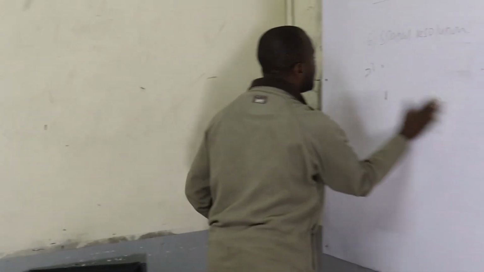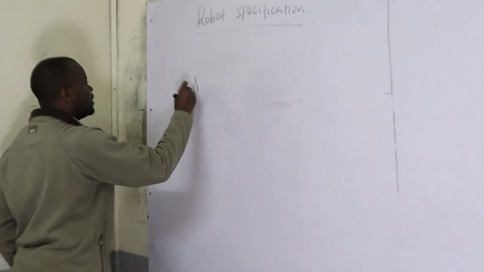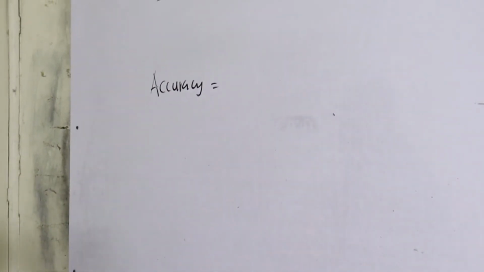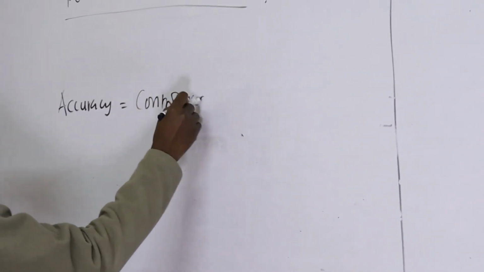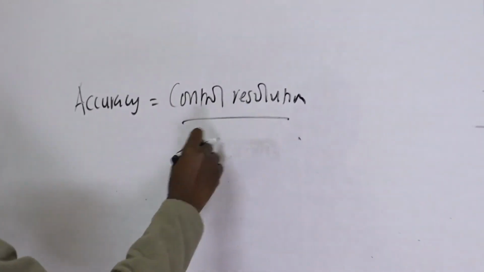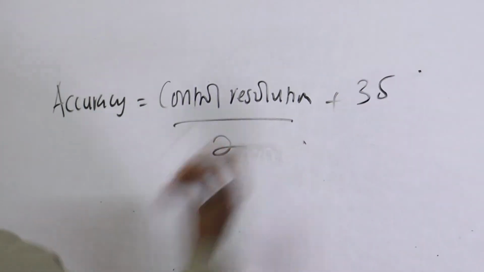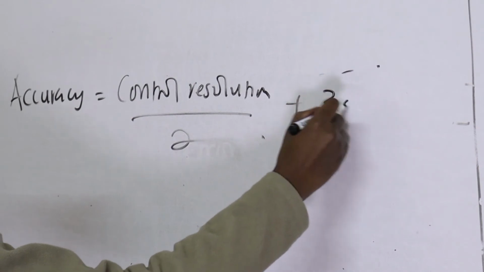Maybe we can also look at how we are going to obtain the accuracy. So accuracy will be given by the control resolution divided by 2, plus what we call the 3 sigma.